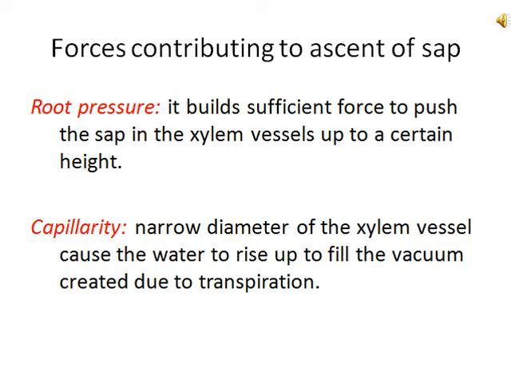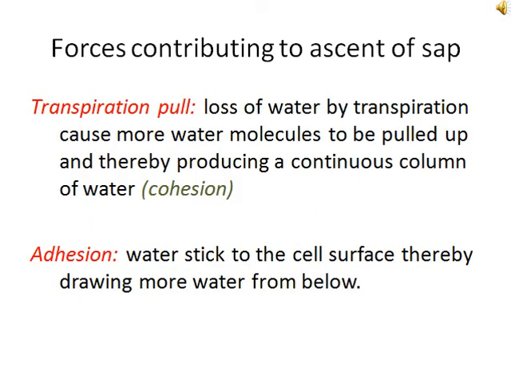The next force helping in the ascent of sap is the transpiration pull. As water is lost from the leaf surface by transpiration, more water molecules are pulled up due to the tendency of water molecules to remain joined together. This tendency of water molecules to join together is called cohesion. So transpiration pull is one of the forces contributing to the ascent of sap.